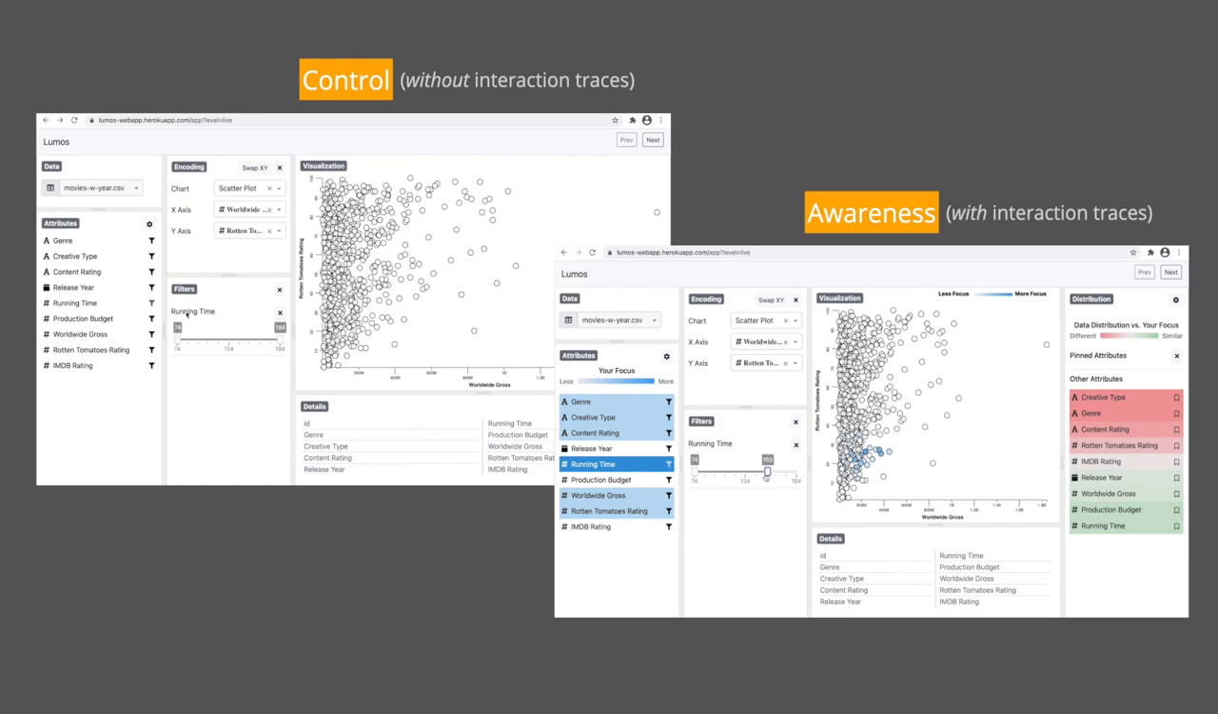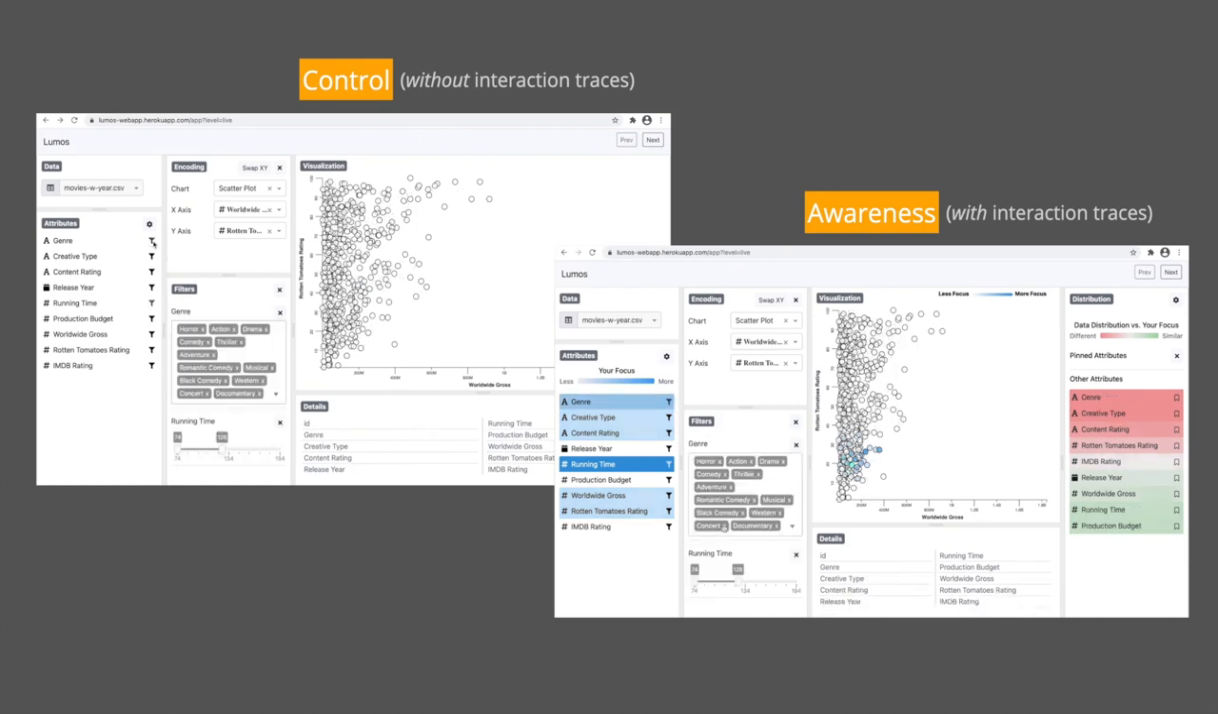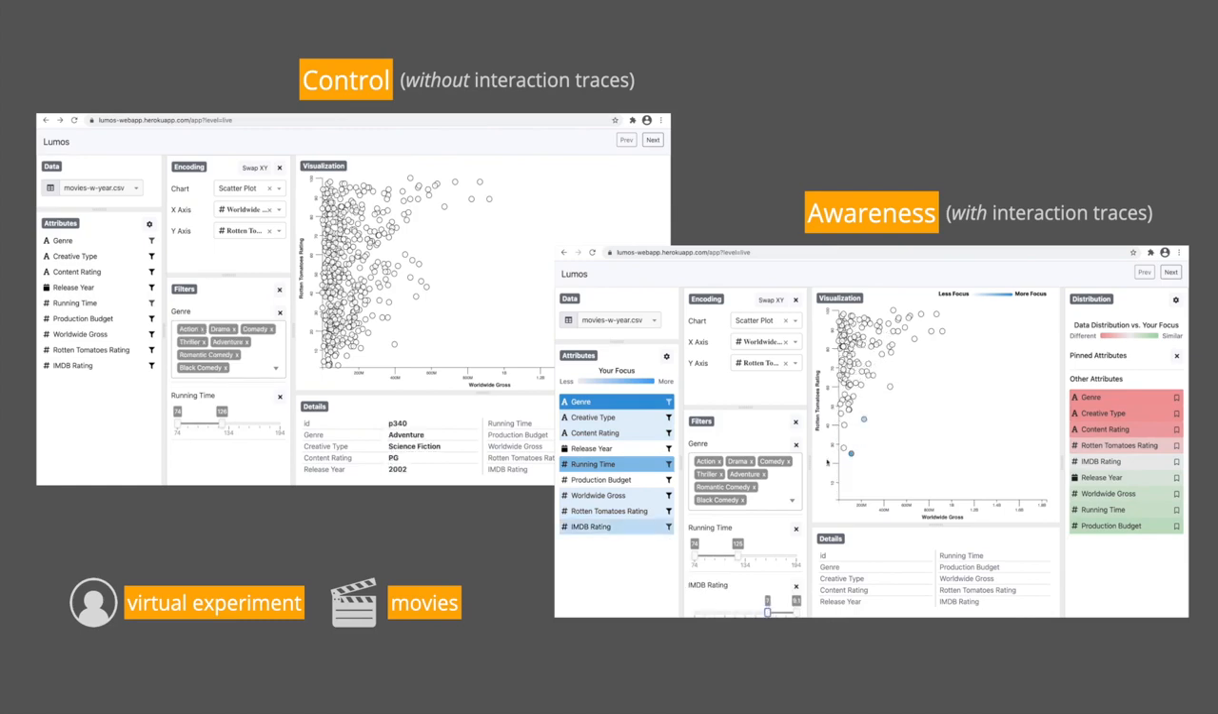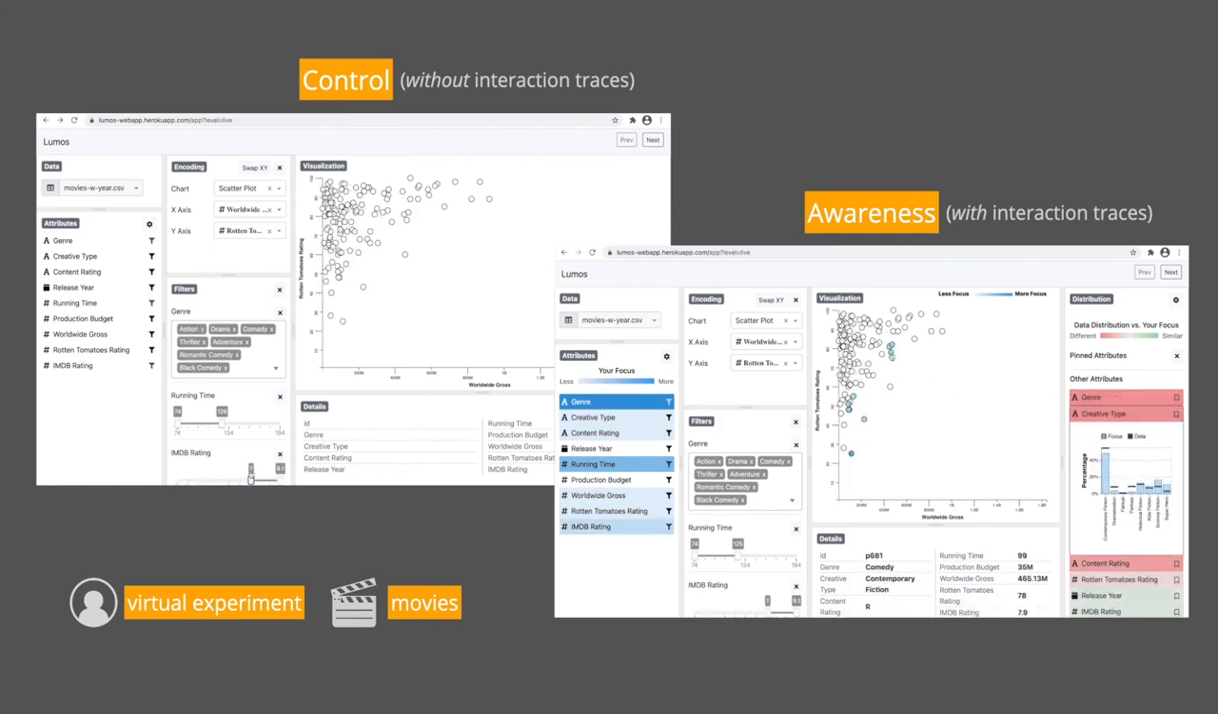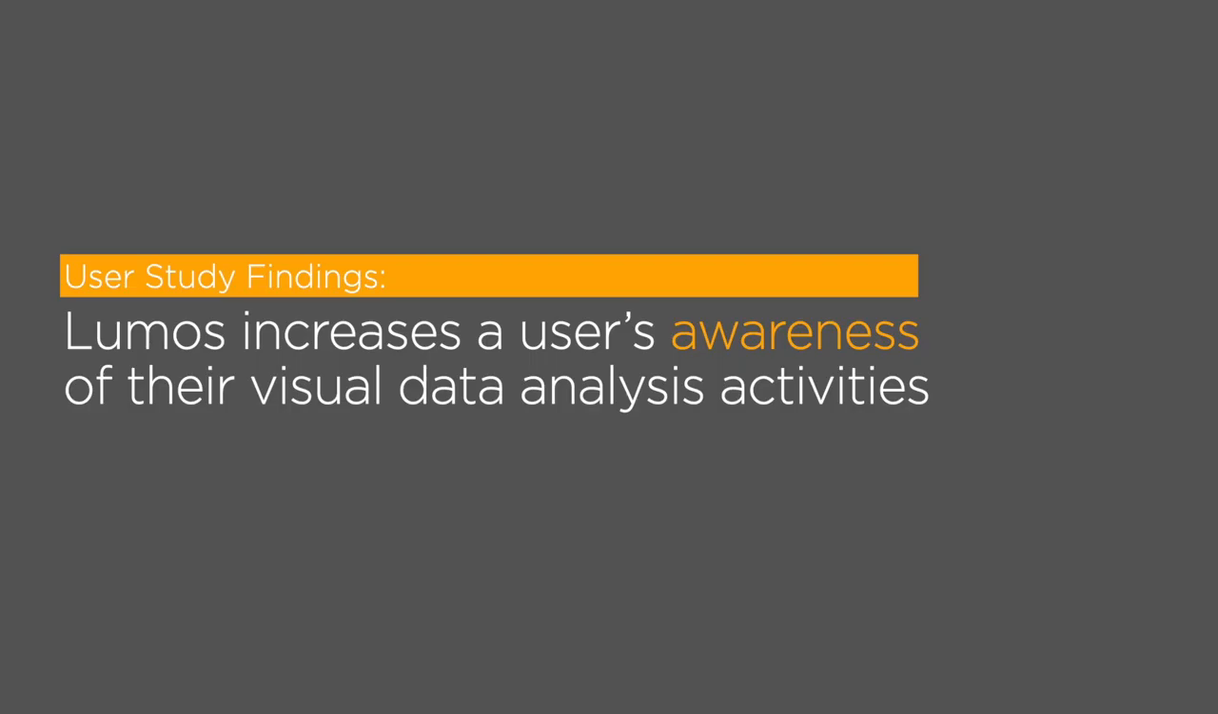We conducted a qualitative experiment with participants using the Lumos interface either with or without the interaction traces to explore a dataset of movies. Our findings suggest that Lumos increases a user's awareness of their visual data analysis activities in real time, making them consciously reflect upon and acknowledge their intentions. This can lead to future changes in behavior and, in some cases, influence the decisions made from data.